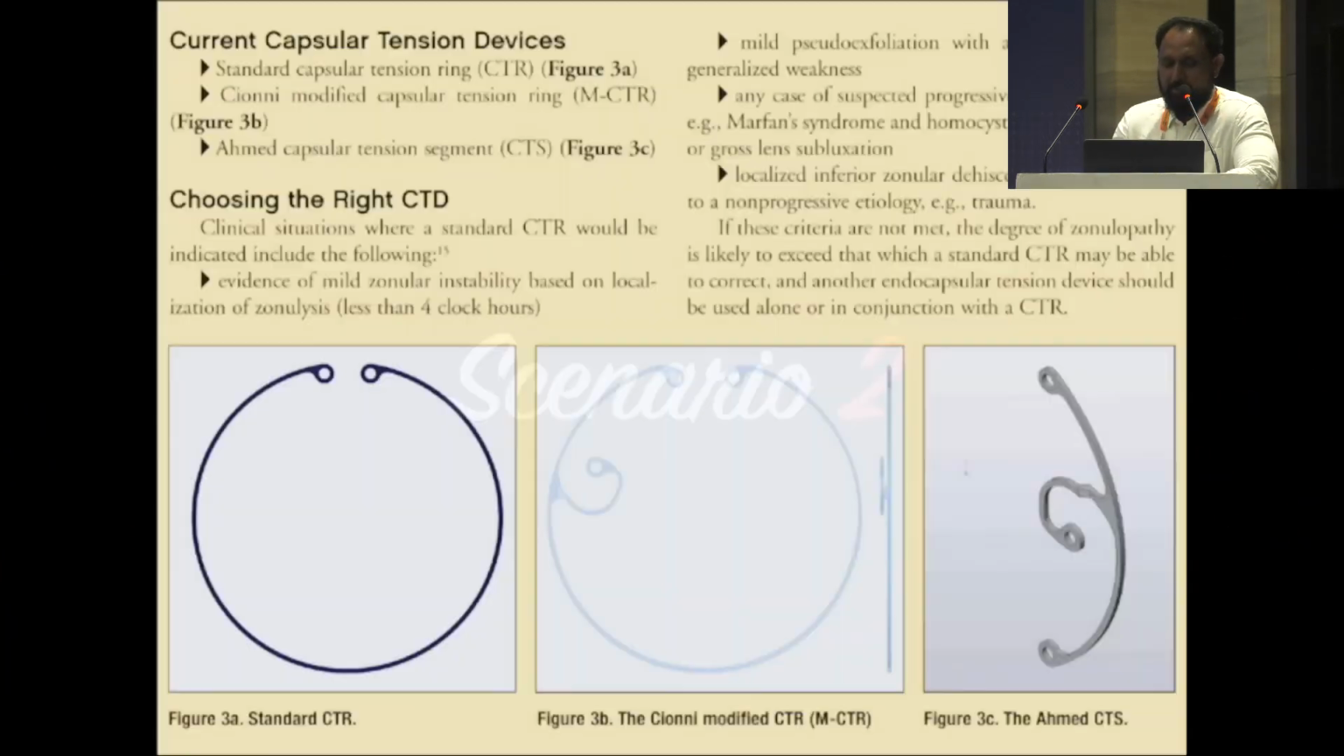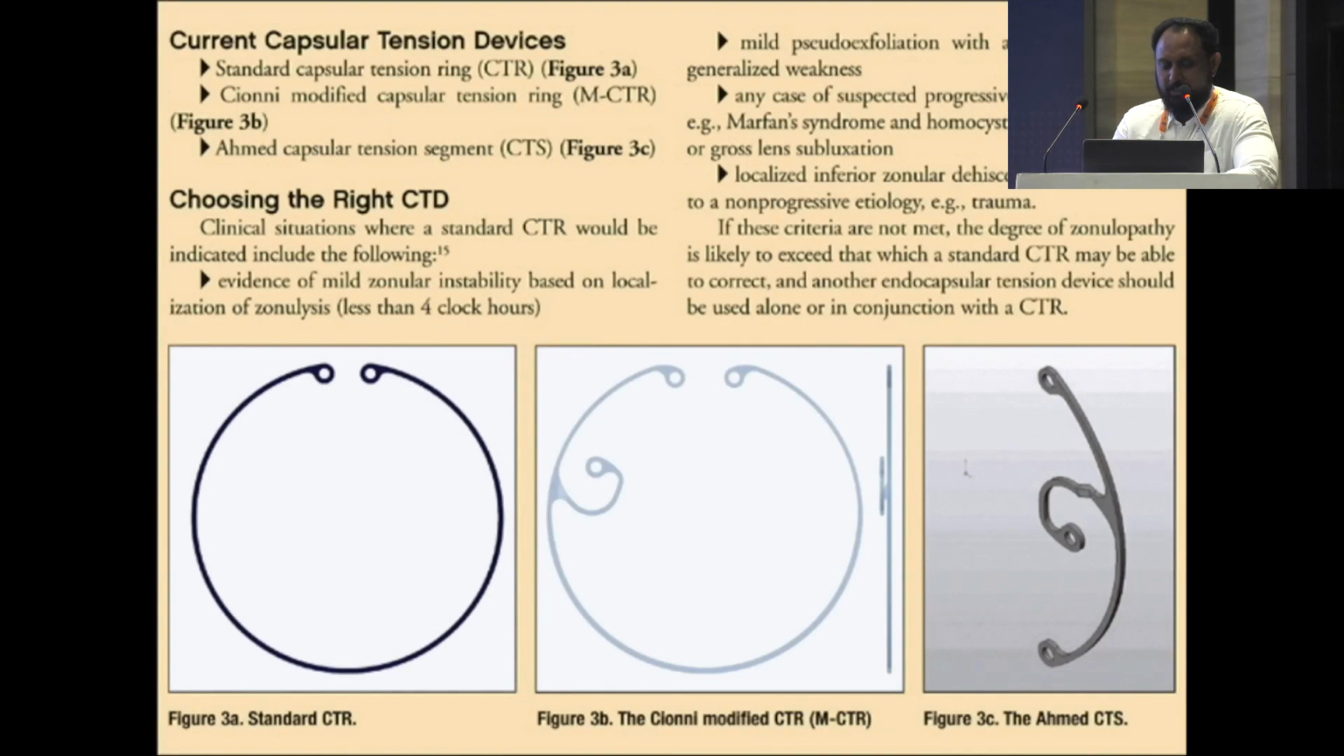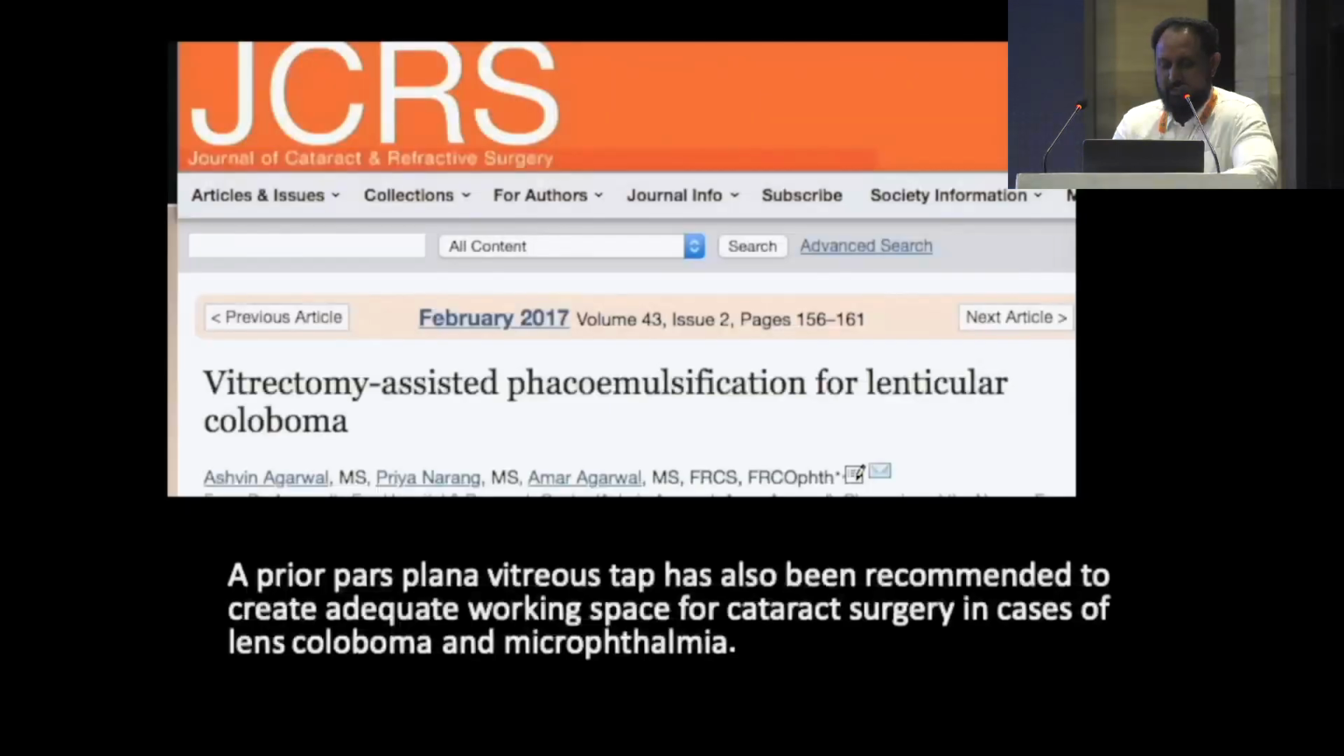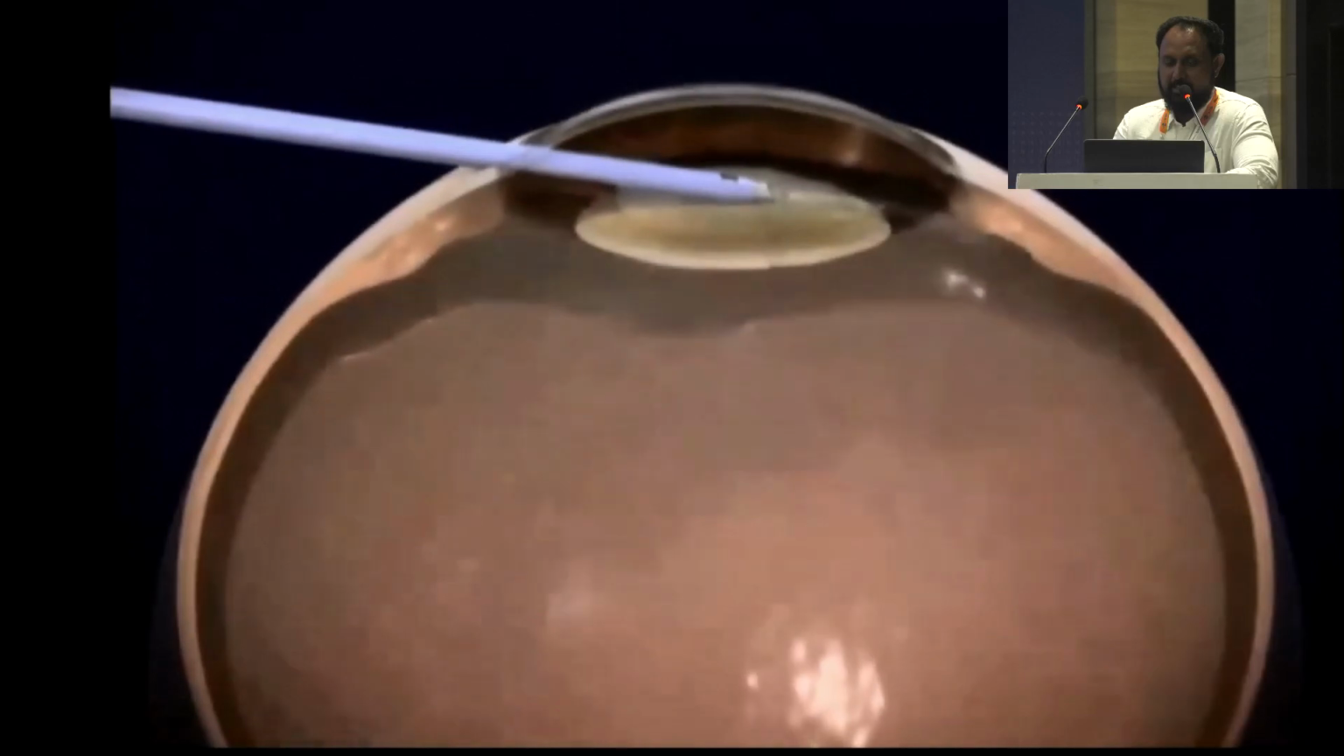So these are some of the problems that we might face during the surgery, and we should be prepared for it. So now moving on to the second scenario, we also have the other designs like the CTR rings and the Ahmed valve segment. So in this particular case, I'm going to show you some articles published about vitrectomy assisted phacoemulsification in these cases and why it is done.